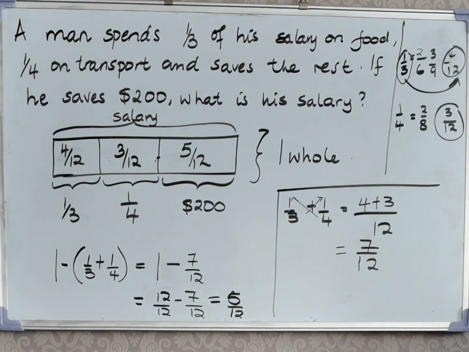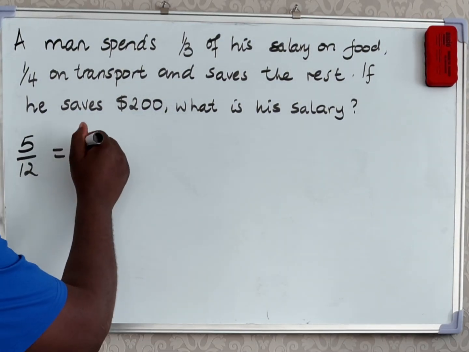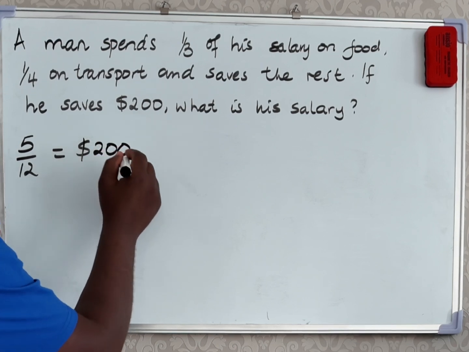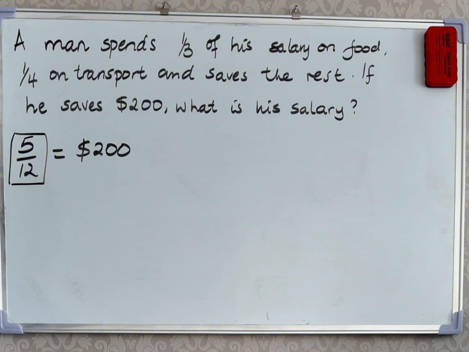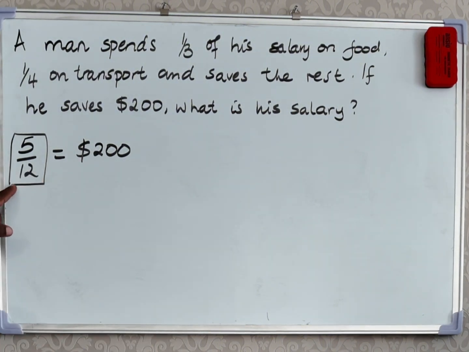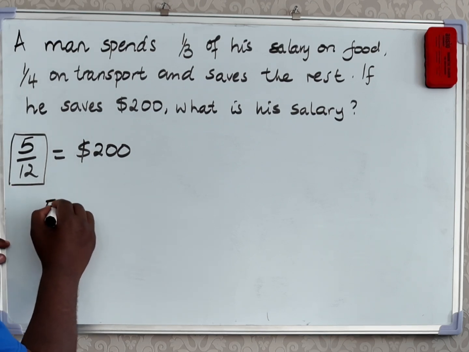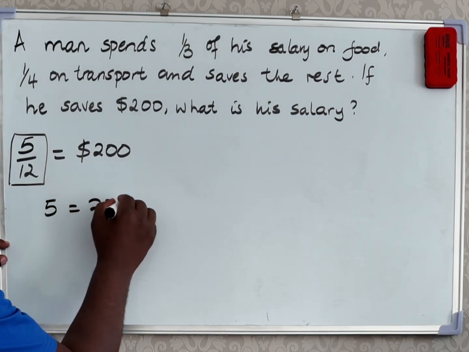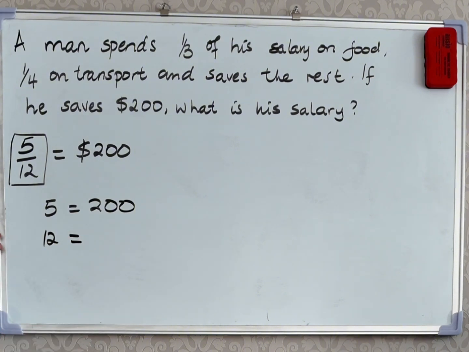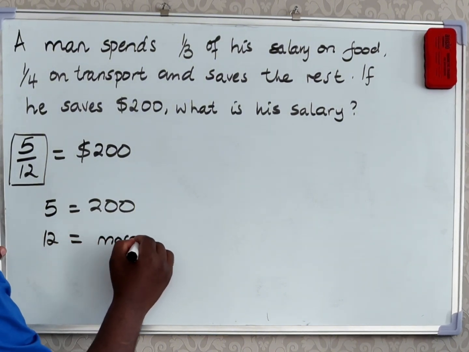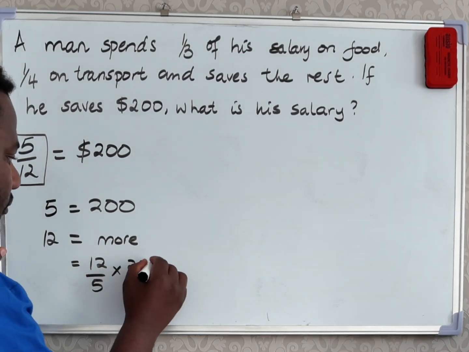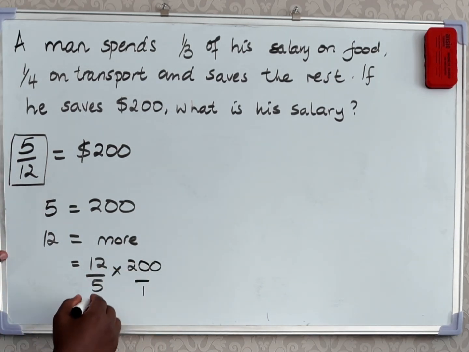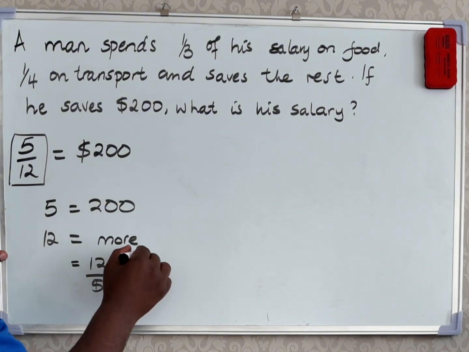So once you have figured this, now it's easier to say, okay, if 5/12 is equal to 200, right? So we've figured out now that the fraction of the savings is 5/12. But the question is saying, what is his salary? So his salary is equal to 12 parts. So we say 5 is equal to 200. What about 12 parts? Would they be more or less? This is definitely going to be more. So we make our fraction and say 12/5 times 200, like that. 5 into 5, 1, 5 into 20, that's 40.